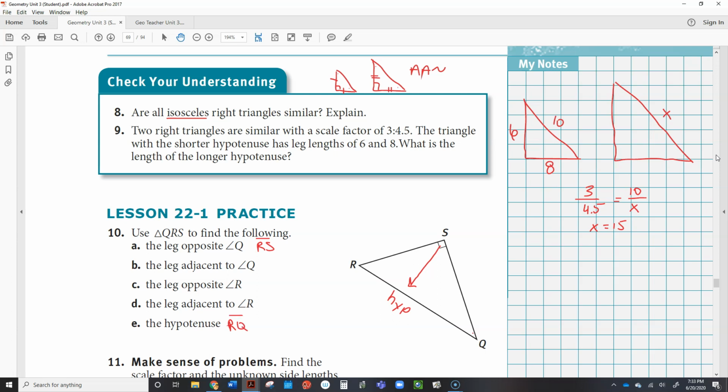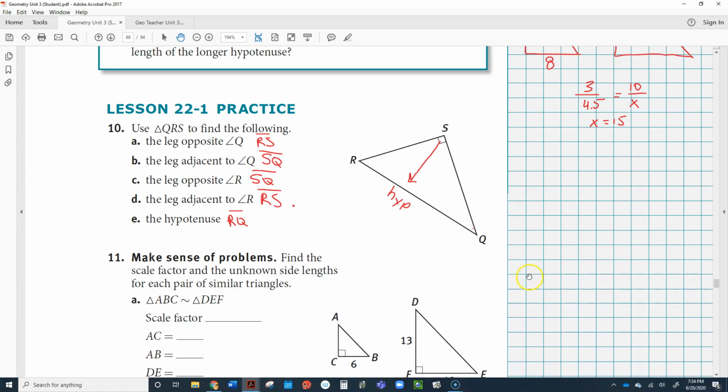As I ask about all these other things, as long as that one's labeled, it makes it easier. So here's angle Q. We labeled this one opposite, so the only one left is the adjacent. So SQ is adjacent. The leg opposite angle R. Here's angle R. Go opposite. SQ is opposite angle R. Hypotenuse is marked, and we've used these two, so the only one left is adjacent. So RS.